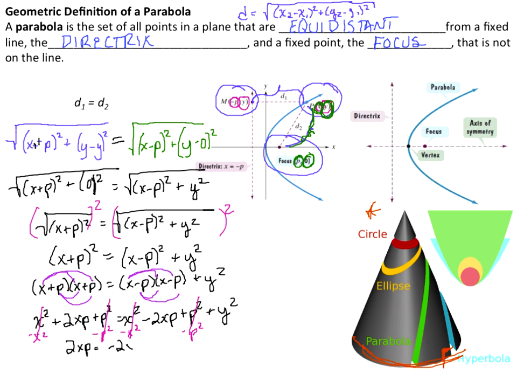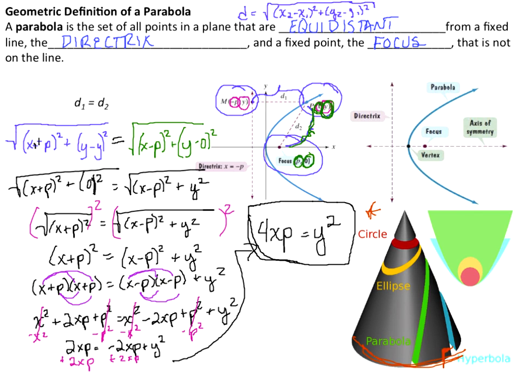2xp equals negative 2xp plus y squared. And if I add 2xp to both sides, sorry, I'm having to write tiny, I'm about to run out of room, I'll write off to the side here what we end up with. So when I add the 2xp to both sides, I get 4xp is equal to y squared. And that is how we come up with one of the standard equations for the parabola.